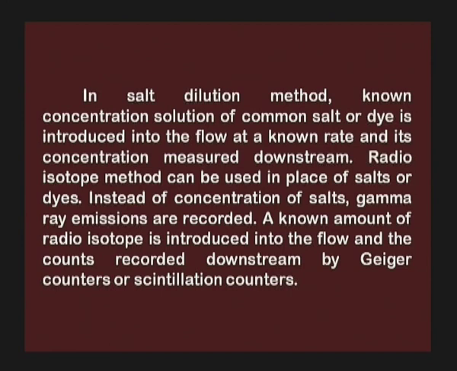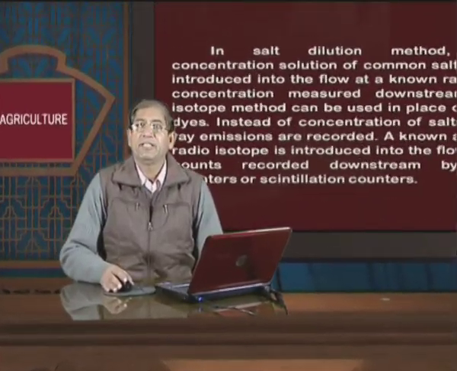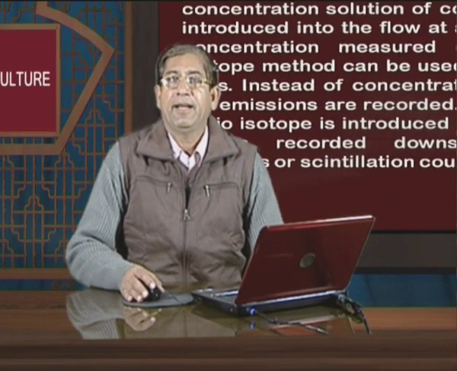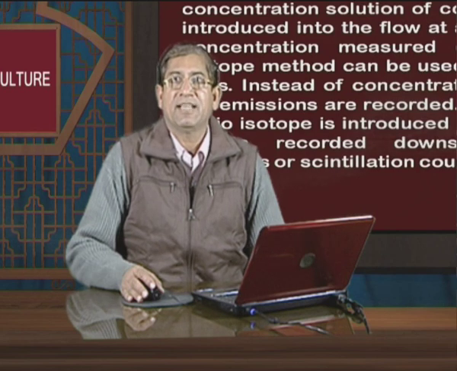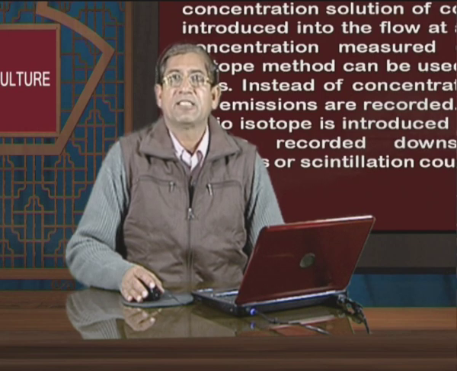In the salt dilution method, a concentrated solution of common salt or dye is introduced into the flow at a known rate and its concentration measured downstream. The radioisotope method can be used in place of salts or dyes. Instead of concentration of salts, gamma ray emissions are recorded. A known amount of radioisotope is introduced into the flow and the counts recorded downstream by Geiger counters or scintillation counters. So, salts, dyes or radioisotopes may be used in dilution methods, and at the point where there is sufficient dilution, the sample is taken and dilution is determined, and ultimately discharge is determined by this method.